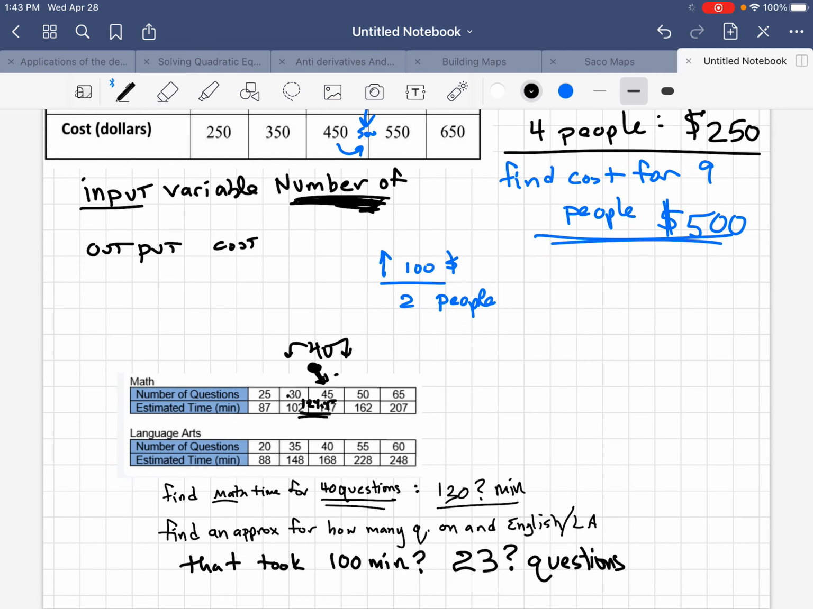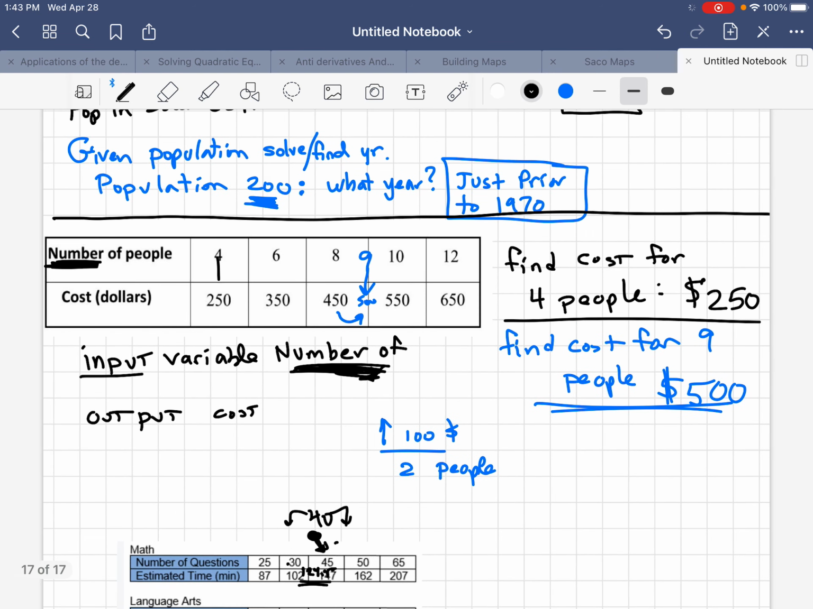So there are some instances where it's really specific and you have to know that they match up perfectly. There are others where you have to find the value in between other values.